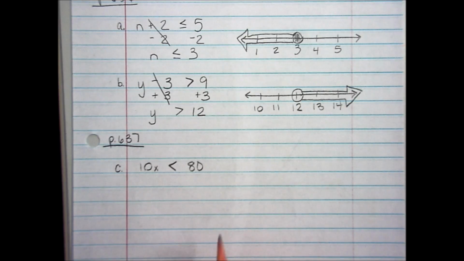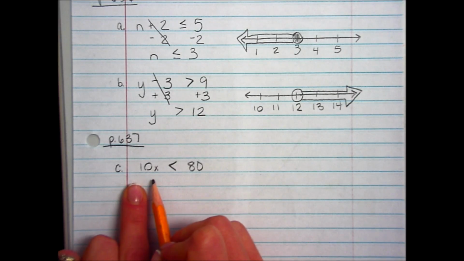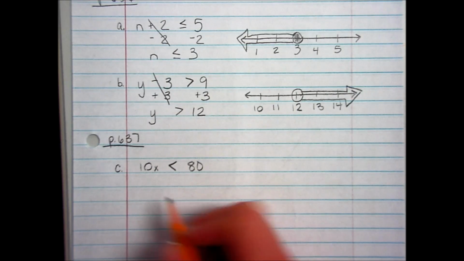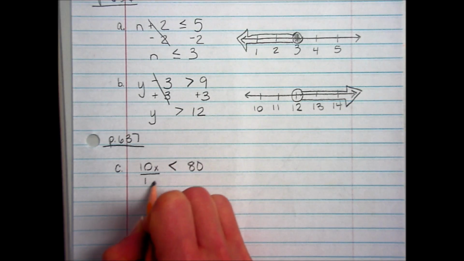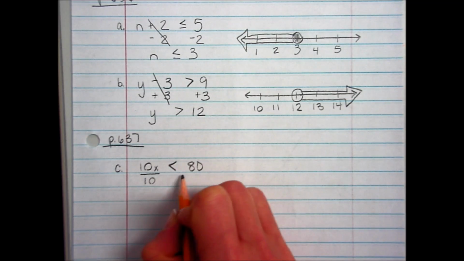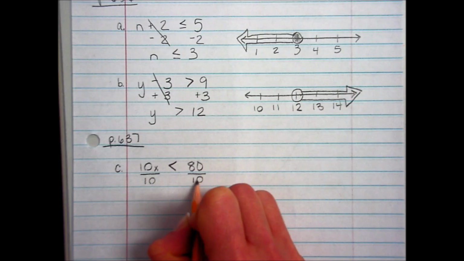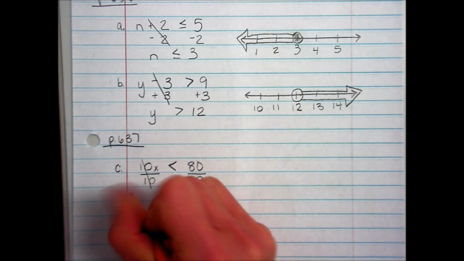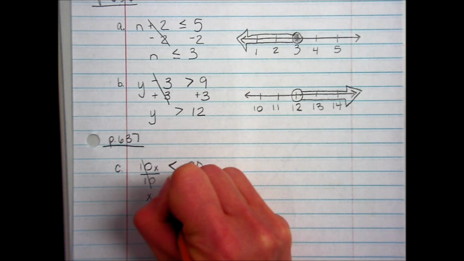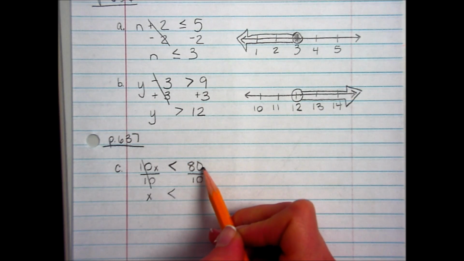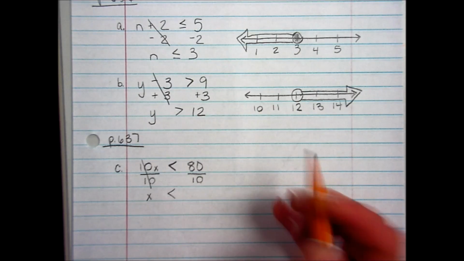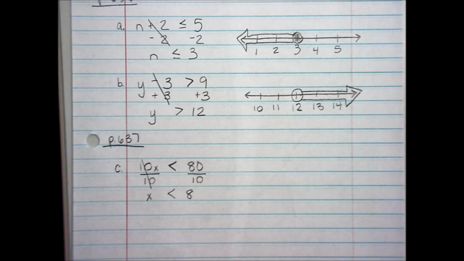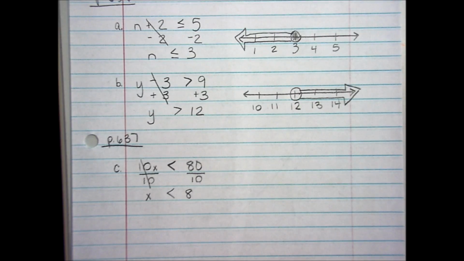So we will divide. Because we have multiplication, we will divide by 10 to get the x by itself. So we will divide this by 10, and what we do to one side, we must do to the other. Our 10s will disappear. X is by itself. It needs to be less than. Now we have to say 80 divided by 10, 8. All right, so X will need to be less than 8.